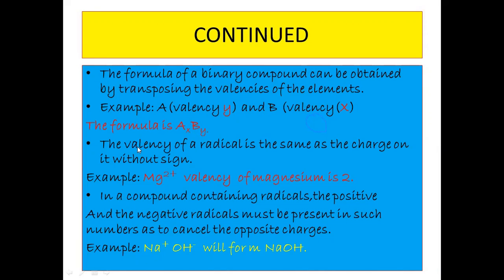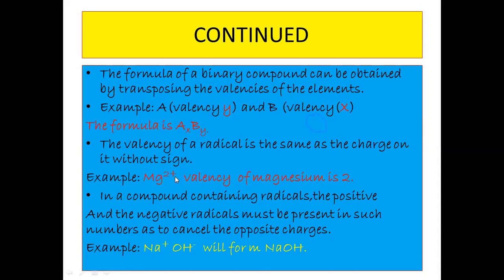The valency of a radical is the same as the charge on it without the sign. Now, what is a radical? I've already explained. A radical is an atom with a charge, or it can also be said to be a group of atoms behaving as a single atom with a charge on it. So this Mg2+ here is a radical. Why? Because it's an element with a charge on it.